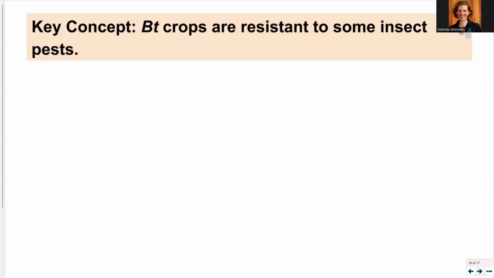Okay, so I already talked about this. The BT crops are resistant to some insect pests. So that was the example of the bacteria that had the BT gene added to it that was a toxin that conferred resistance to herbivory. So that means if the insects eat it, they die.